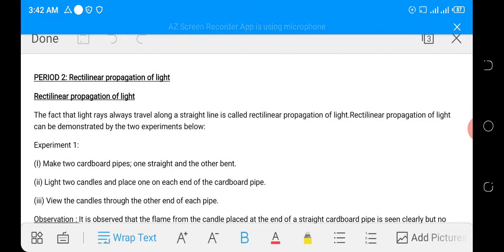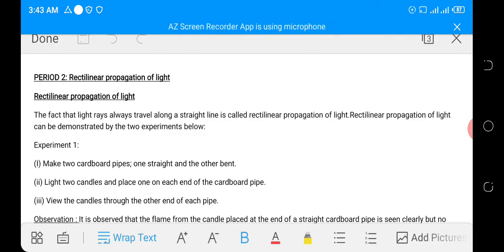And I promised last period that rectilinear propagation of light is going to be the topic we are starting with for this second period. As I promised, this first subtopic we are going to look at under light wave for this period is rectilinear propagation of light. What is rectilinear propagation of light? As I discussed in the last period, the fact that light rays always travel along a straight line is called the rectilinear propagation of light.